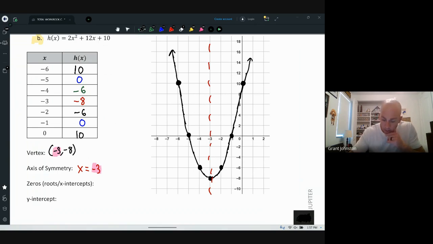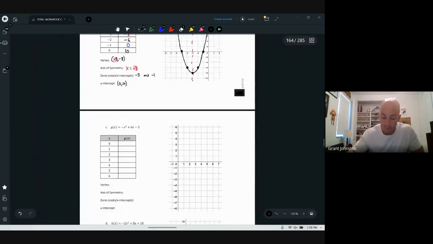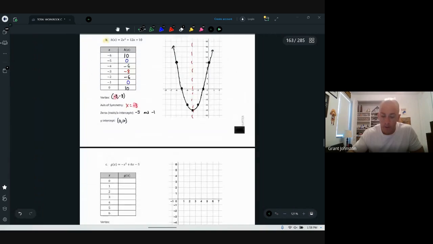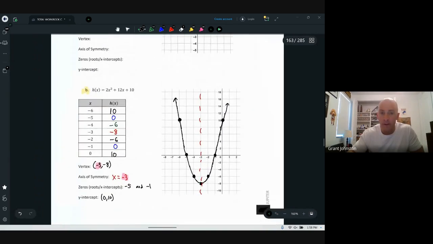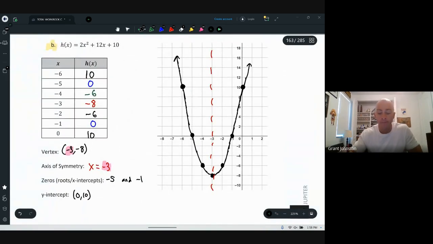The x-intercepts, the roots, they're at negative 5 and negative 1. I'll just write them like that. The y-intercept I'll write as a coordinate. It looks like it's at 10, so 0, 10. All right, so I'll let you do the rest of the tables. I know that table stuff is a lot of work, but just plug and chug.